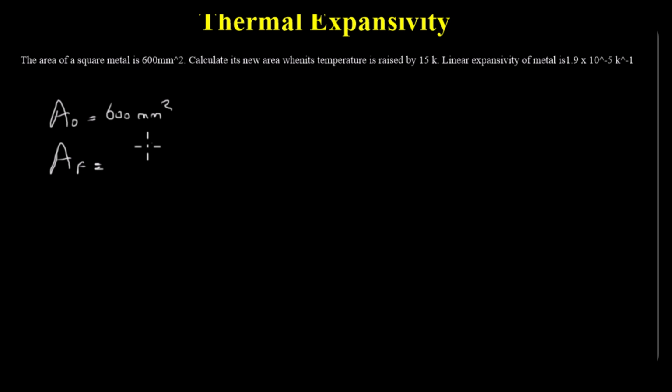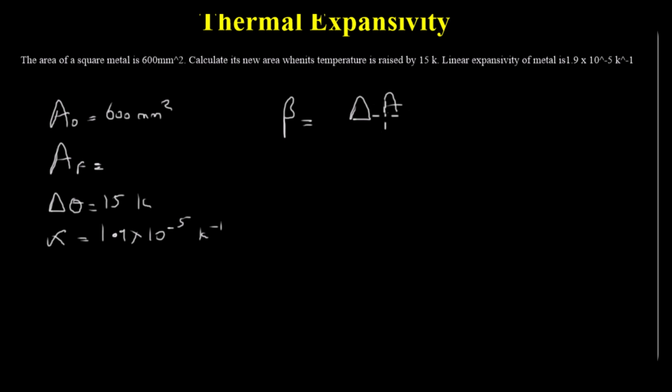So final area, we're given the change in temperature. Change in temperature is given as 15 Kelvin, and then linear expansivity of the metal is given as 1.9 times 10 to the power of minus 5 per Kelvin. So like I said, the first thing we want to do is to write our formula. Beta is equal to change in area over original area, then times temperature change.